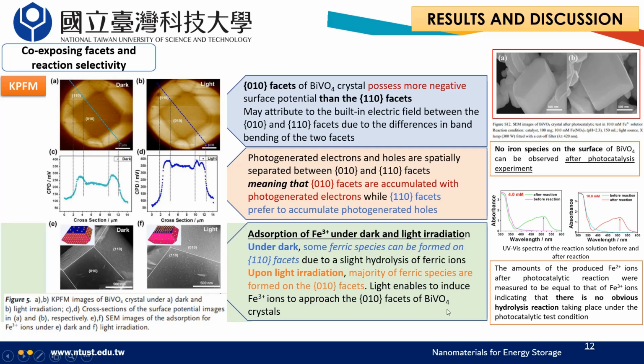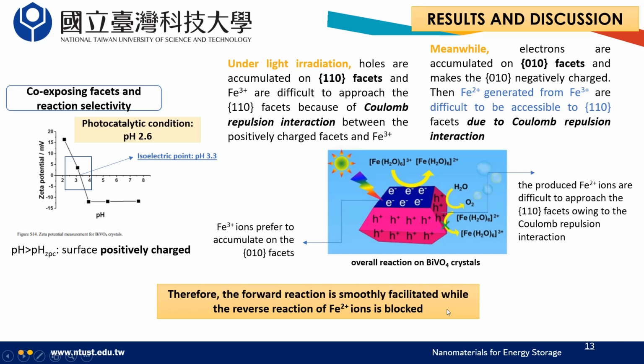And from the SEM image and the UV-vis spectra, it is proven that there is no iron species found on the surface after the photocatalysis experiment, and it explains that there is no obvious hydrolysis reaction during the photocatalysis. All these phenomena may be due to the isoelectric point of the bismuth vanadate crystal, which is 3.3, above the photocatalytic condition pH, which is 2.6.